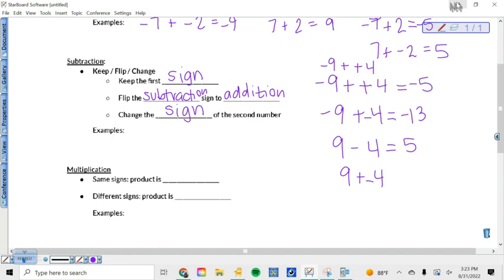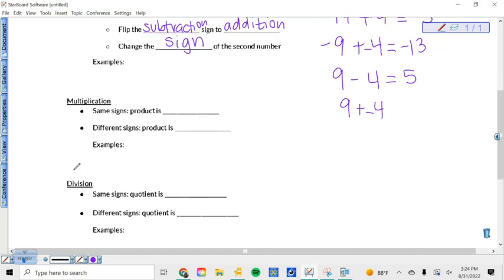Okay. Then multiplication and division is super easy. If we have the same signs, the product is positive. Different signs, product is negative, right? So if I've got 4 times 2, what do I get? 8, right? Those have the same sign, so my product is positive.